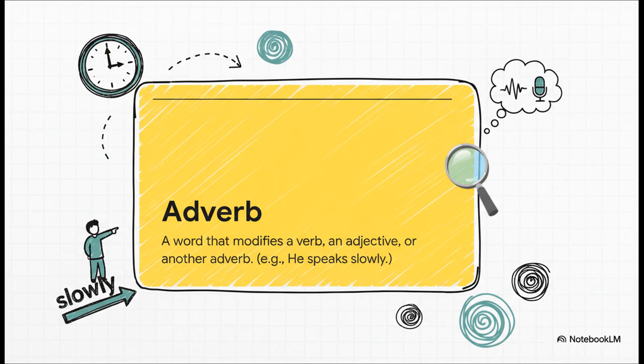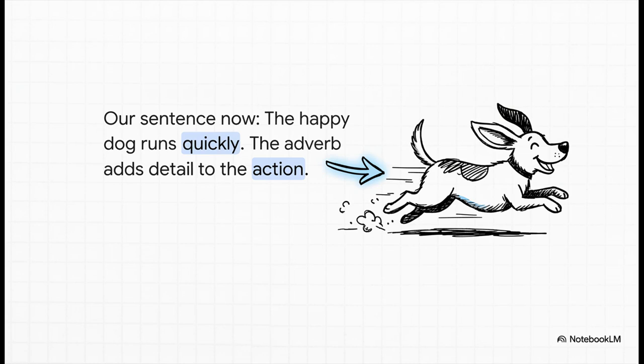Okay, so if adjectives modify our nouns, what modifies our verbs? Well, that is the job of the adverb. They typically tell us how, when, or where an action is happening. So he doesn't just speak, he speaks slowly. Right, let's add this new tool to our sentence. The happy dog runs quickly. See how quickly adds a whole other layer of detail to the action? Our mental picture is getting sharper and sharper.